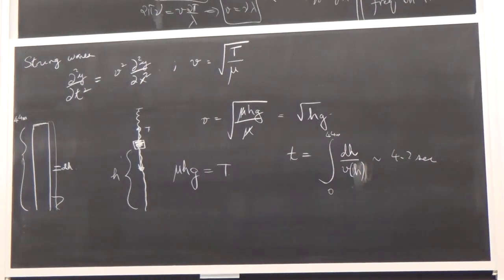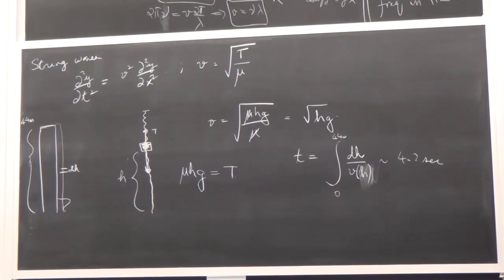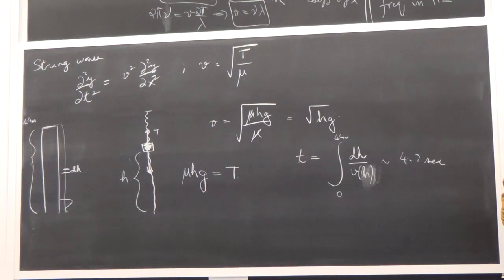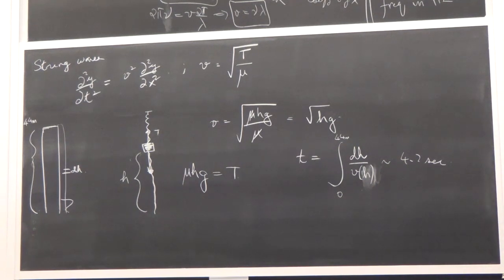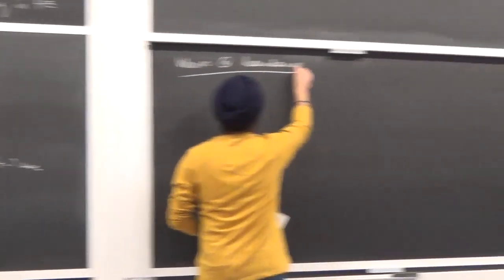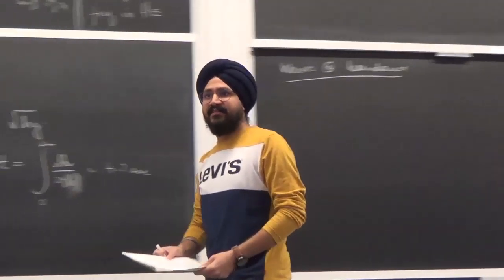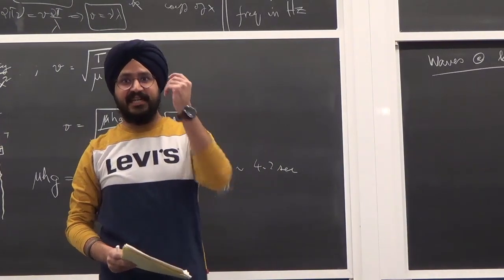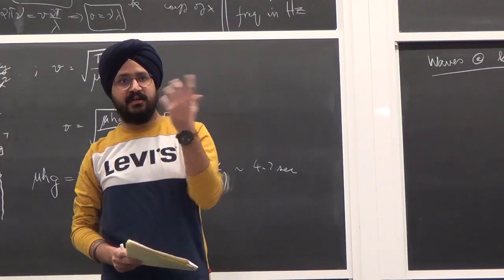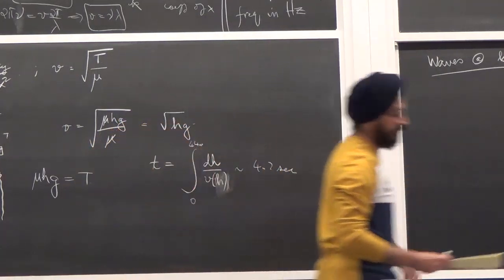Let's talk about waves at a boundary. I'm not going to prove stuff because I have less time. I think the proof was important because it does shed light on how to approach these problems in a more generic picture. But I think this should suffice.